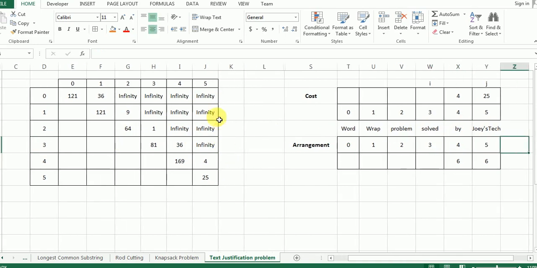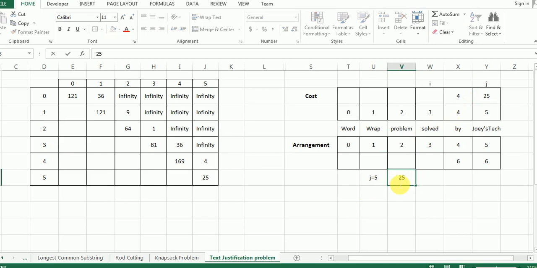Now the split can happen either at 5 or 4. That means either joystick can move to the next line and solved by are going to remain in the first line, or buy and joystick are going to move to the next line and solved is going to remain in the first line. We are going to determine that based on the cost. So when the split is at 5, that means J equal to 5. So what is the cost at J equal to 5? It is 25.